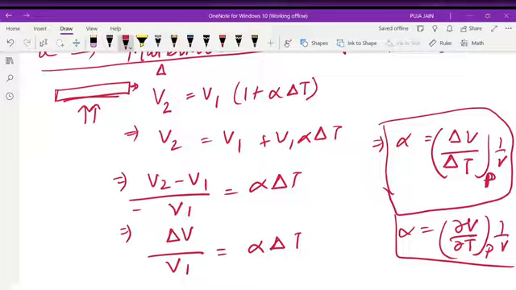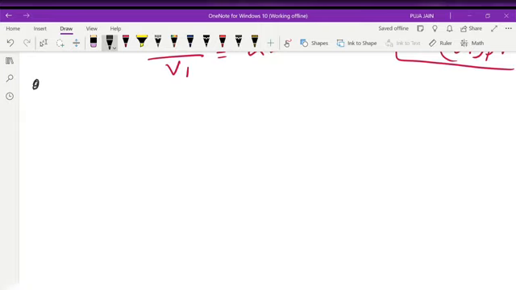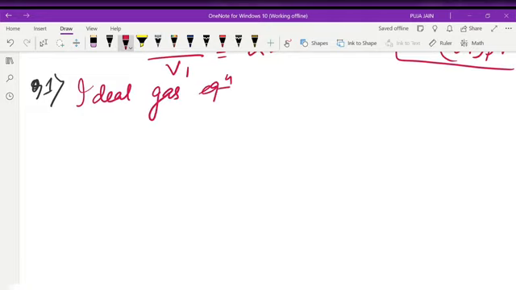Now we will do some sums, because doing sums is the most important thing. So question 1. Suppose in the exam, they have given an ideal gas equation. This is a PYQ, I think this is a GATE question. Ideal gas equation: PV equals RT.